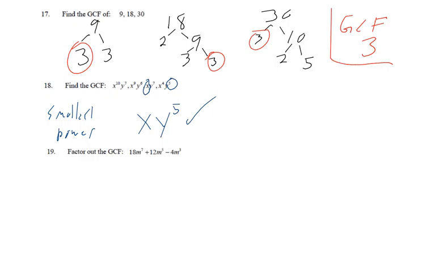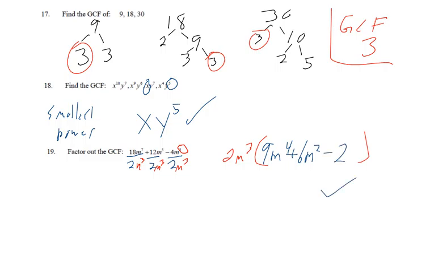19, factor out. Factor means divide. First, notice the numbers, 18, 12, and 4. They're all even, so that means you can divide by 2. But they also all have the letter m. And the smallest power is 3, so you can divide by m^3. And when you do, what's left is 9m^4 plus 6m^2 minus 2. And that's your answer.